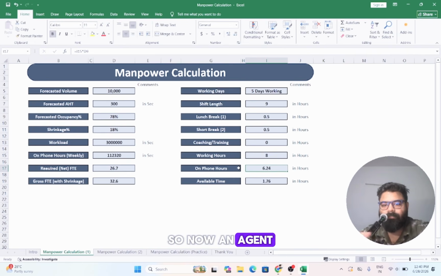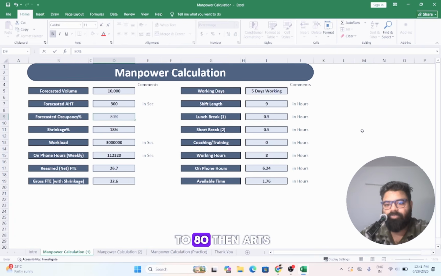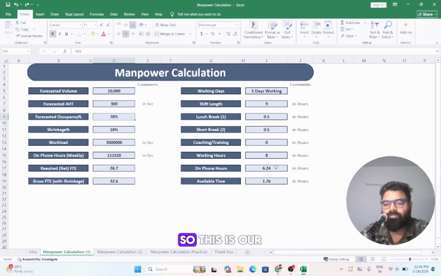Now an agent whose shift is for 9 hours, after excluding all the non-productive hours, the working hours for an agent would be 8 and on phone hours would be 6.24 based on 78% occupancy. If you change it to 80, then hours would change to 6.4. I'm going for 78 for now. So this is our on phone hours. Let's calculate the available time. Once we have on phone hours, to get available hours, which is idle time, we take working hours minus on phone hours. This calculation will give us the idle time.